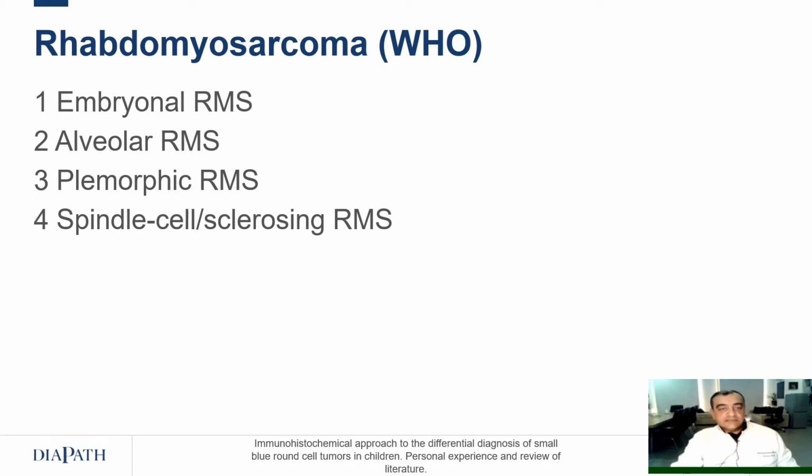Let's go to another entity of this group. This is rhabdomyosarcoma, a very difficult tumor from the point of view of differential diagnosis, and it really can cause really severe headaches for pathologists and residents. So the current WHO classification distinguishes 4 types of rhabdomyosarcoma, namely embryonal, alveolar, pleomorphic, and spindle cell sclerosing rhabdomyosarcoma.